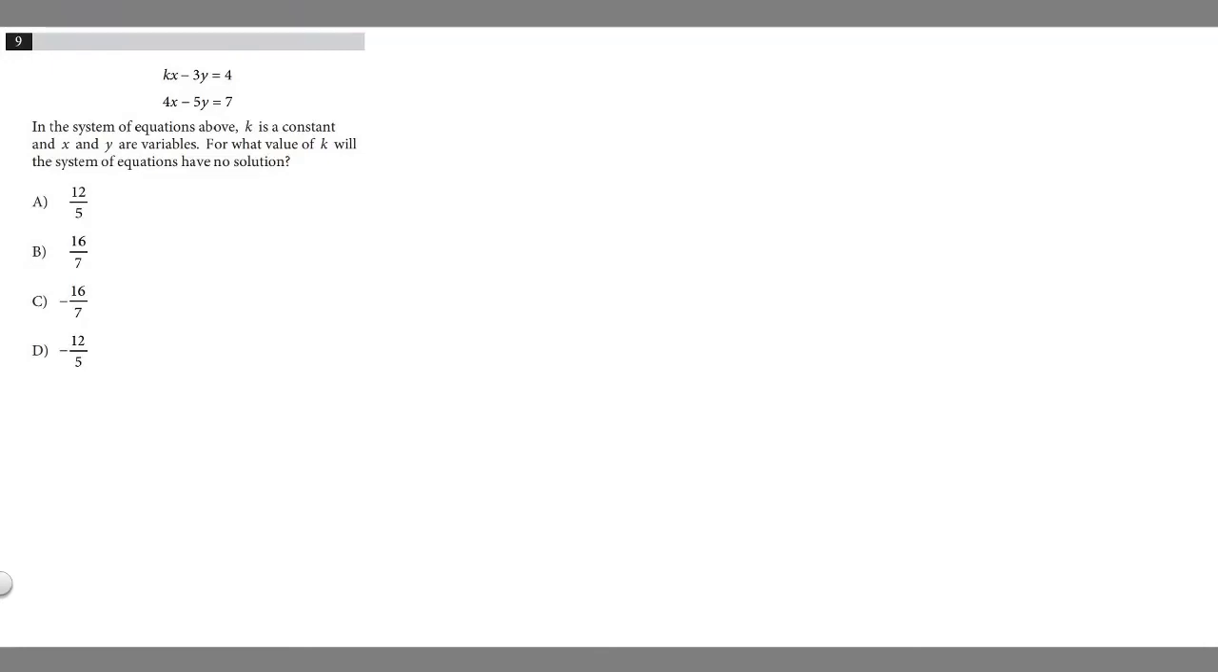So in this problem, we're told, in the system of equations above, k is a constant, and x and y are variables. For what value of k will the system of equations have no solution? And so the easiest way I think to think about this is graphically.